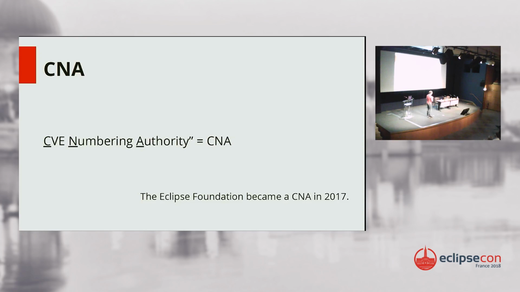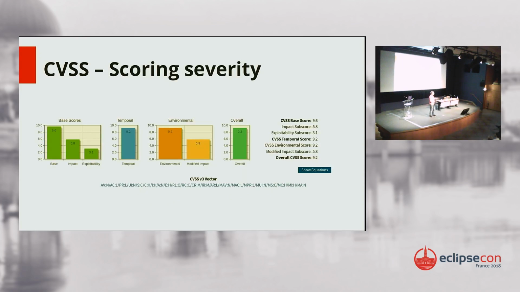So the Eclipse Foundation has become a CNA, and a CNA is a CVE numbering authority. That is what already happened. So the Eclipse Foundation can assign those CVE IDs to projects.